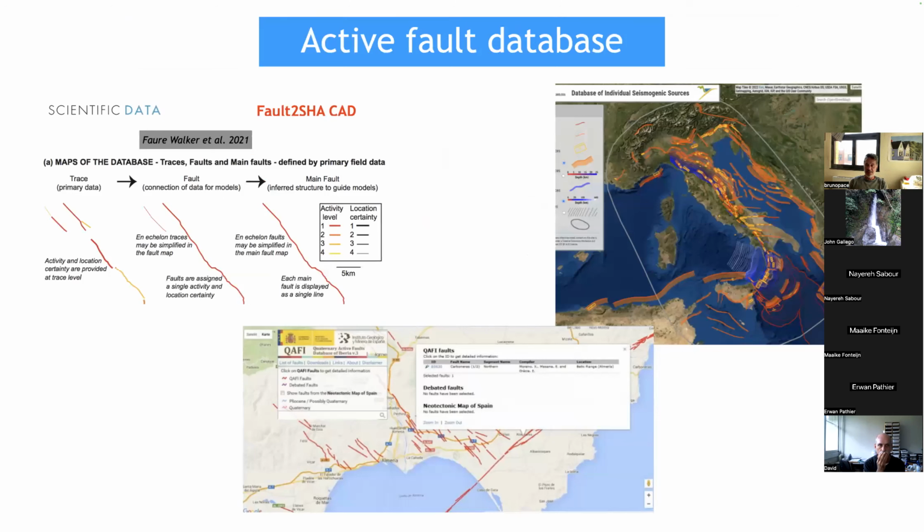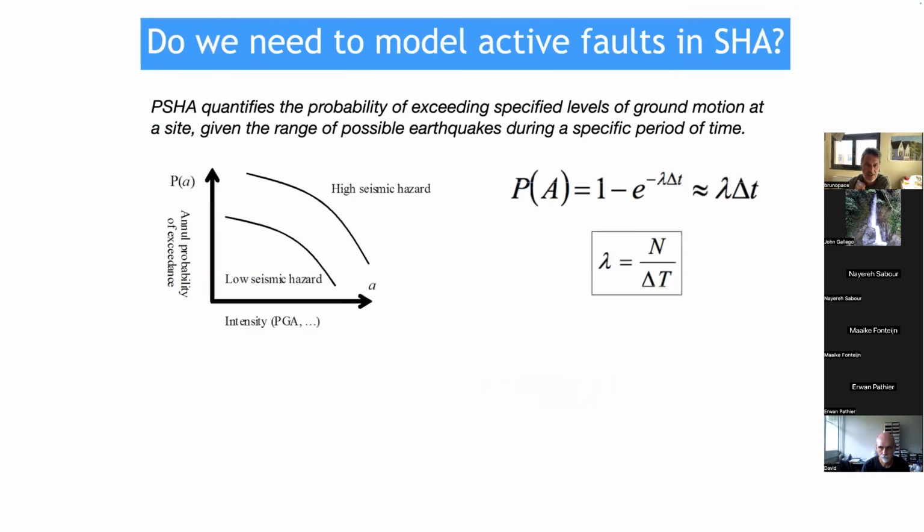In terms of ingredients that can be used to produce information useful for probabilistic seismic hazard models, of course we also have the active faults. So the active faults database is another catalog that can be used to produce rates of earthquakes that are of interest for our modeling. We will see more about the importance of organizing an active fault database in the correct way, so that it can be used for seismic hazard models.